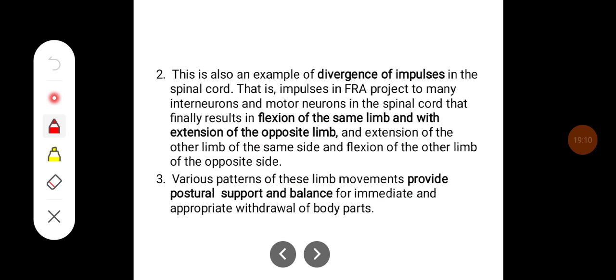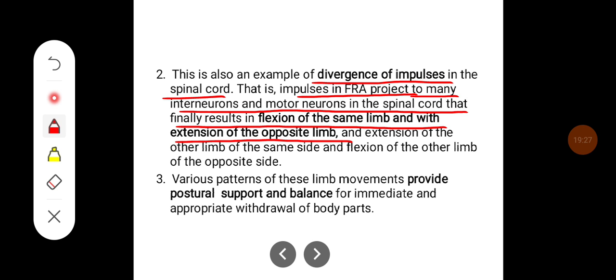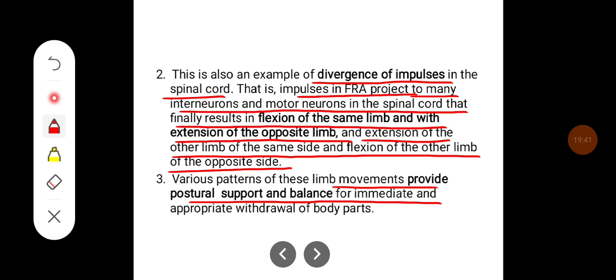This is also an example of divergence of impulses in the spinal cord. That is, impulses from the afferents project to the many interneurons and motor neurons in the spinal cord that finally result in flexion of the same limb with extension of the opposite limb, and extension of the other limb of the same side and flexion of the other limb of the opposite side. Various patterns of these limb movements provide postural support and balance for immediate and appropriate withdrawal of body parts.